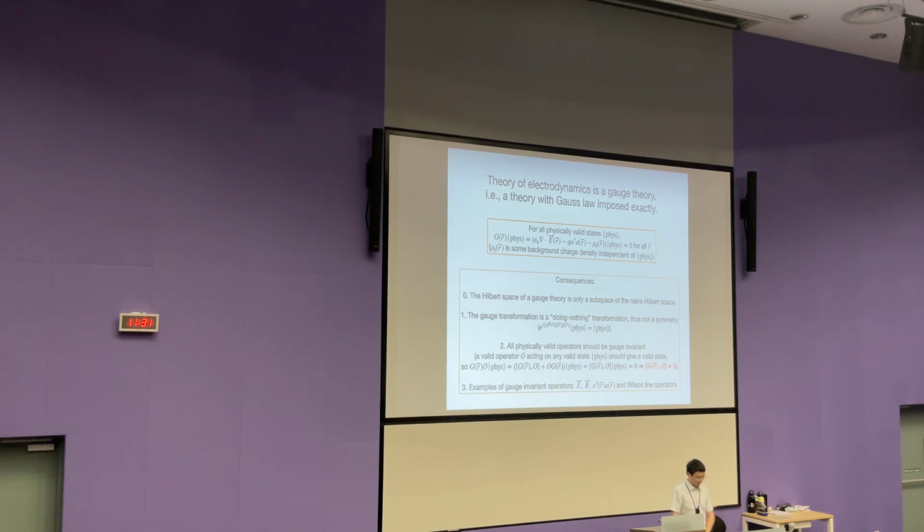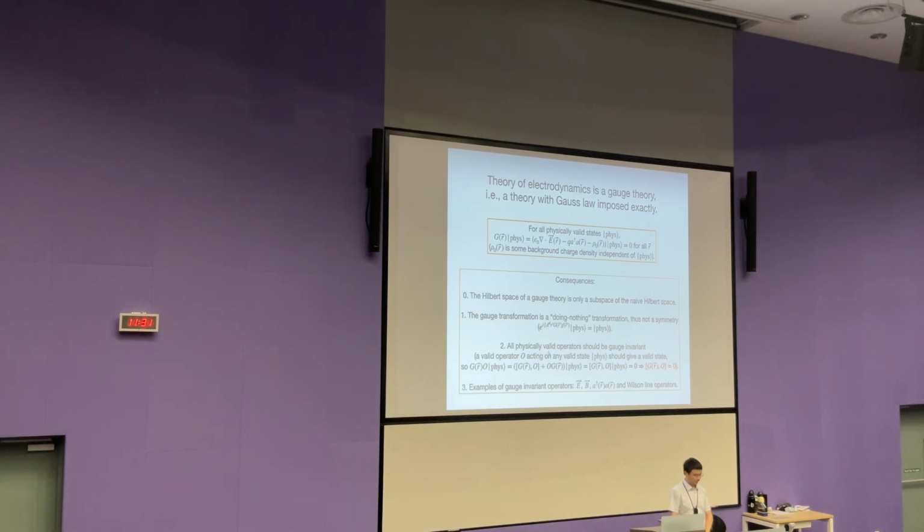Second, it also tells us that the gauge transformation is a do-nothing transformation, because the Gauss law G acting on the physical state is just 0, so the exponential of it is just 1. This is doing nothing, so this is not a symmetry. Gauge transformation doesn't correspond to any symmetry. If you have heard of something called gauge symmetry, that's really something that should be put into the trash bin of history and be forgotten. It's not a symmetry.